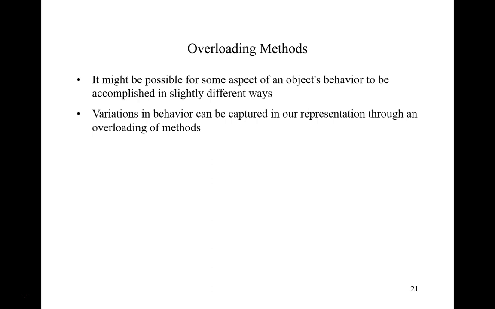An object type is a model of something that exists in the real world. When we interact with these real-world entities, what we find is there can sometimes be slightly different ways in which we can accomplish the same task. This leads to a very important concept in our software representation of these real-world entities. For example, it's possible that the same operation could be accomplished with different sets of input. The variations in the behavior can be captured in our representation through what's called overloading of methods.